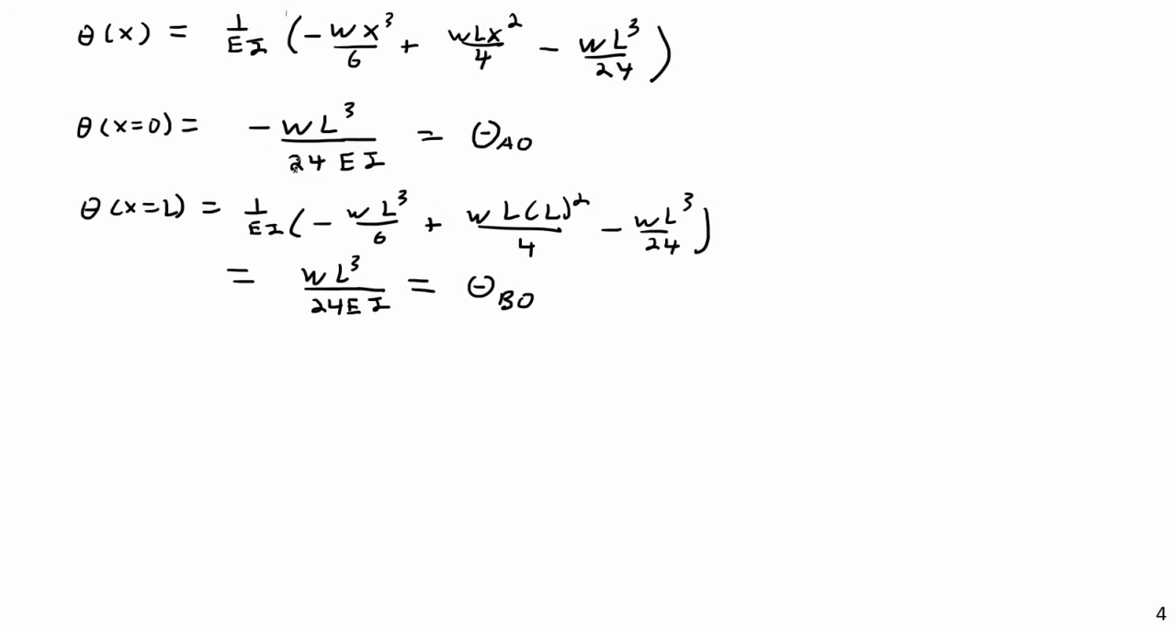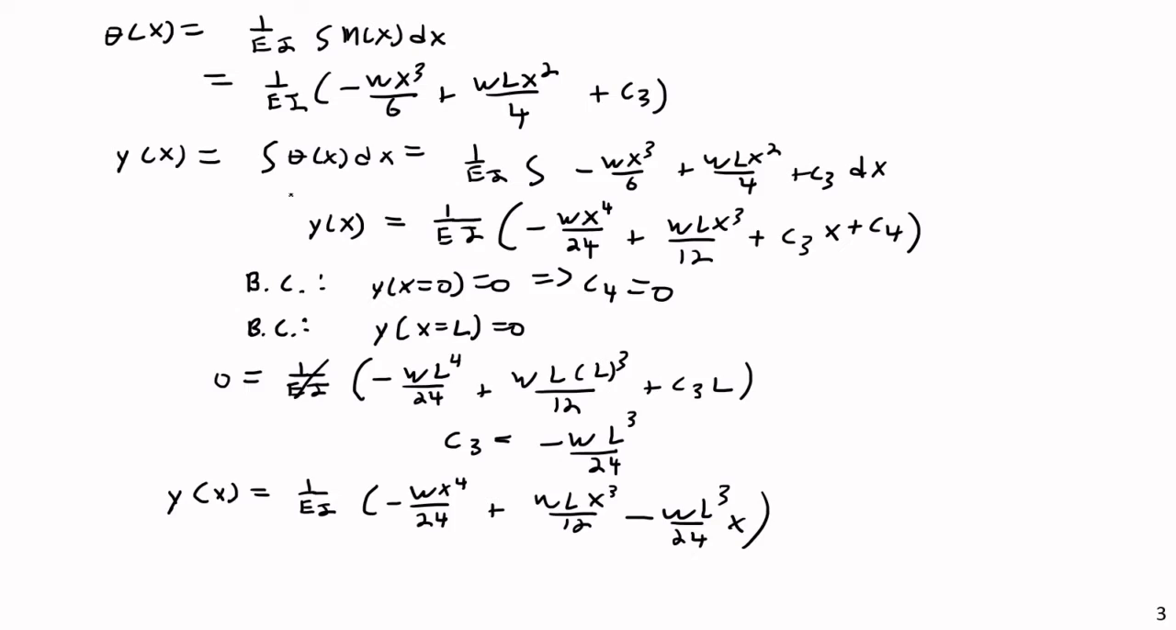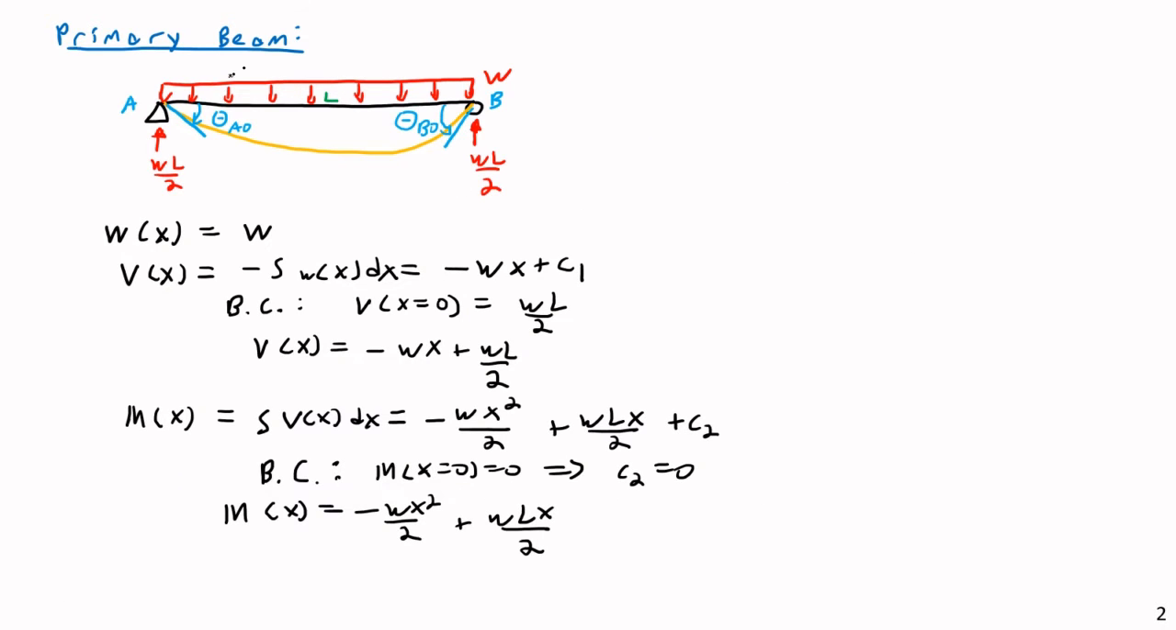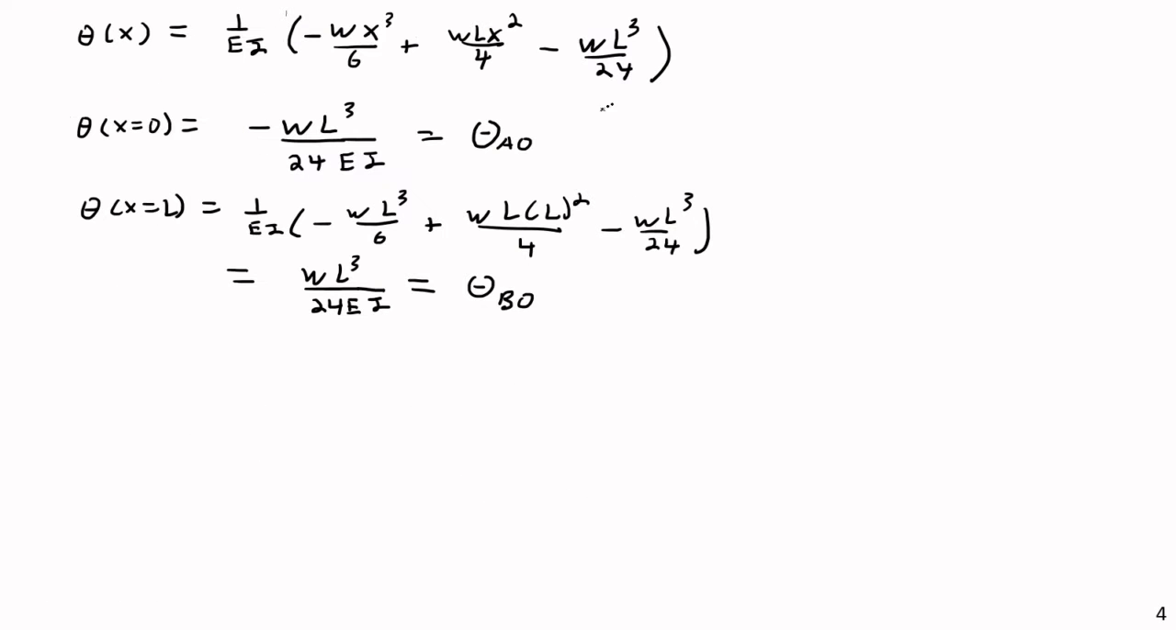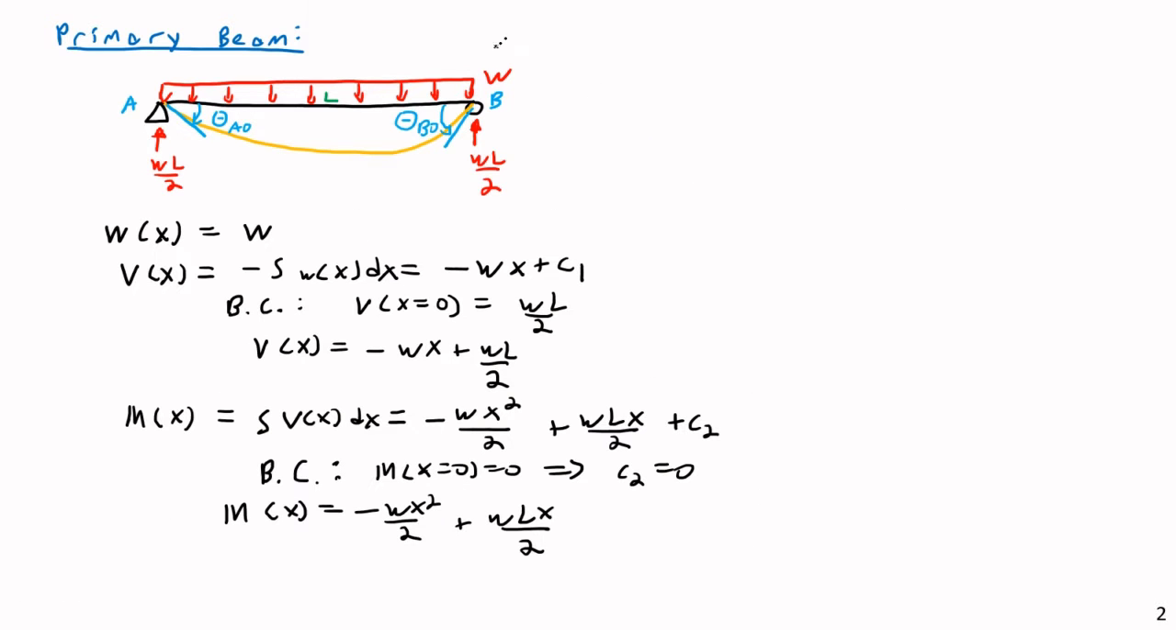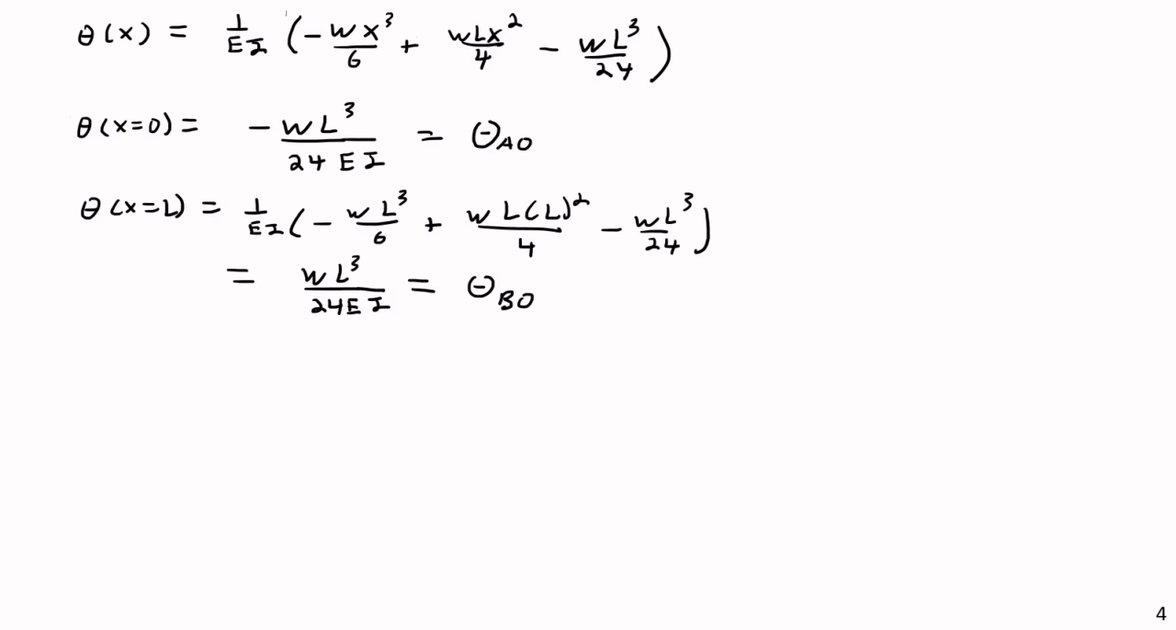And notice these are actually equal and opposite, which is interesting. Notice that A naught was negative and B naught was positive, and that makes sense when you consider our standard directions of rotation, clockwise, counterclockwise, etc. I would expect this one to be positive and this one to be negative. Okay, so now we have finished analyzing our primary beam, and the next thing we need to do is to analyze our secondary beams.